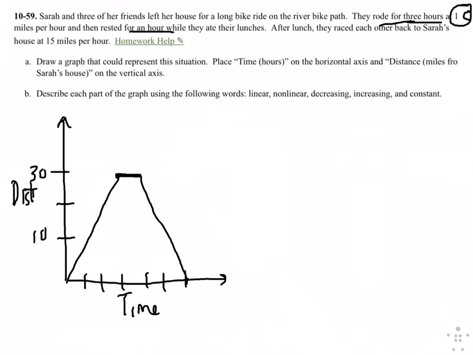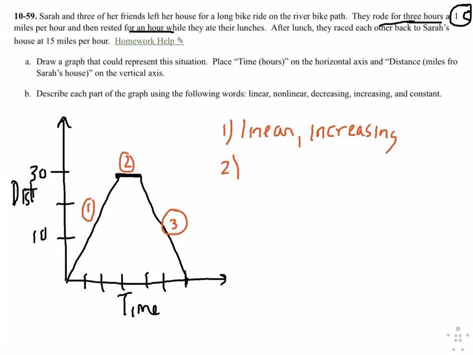Now it says describe each part of the graph using the following words. So let's break this into 3 parts. There's 1, 2, and 3. So I would say for part 1, it's clearly linear, and it's increasing, right? For part 2, it's constant and linear. And for part 3, it is linear and decreasing.